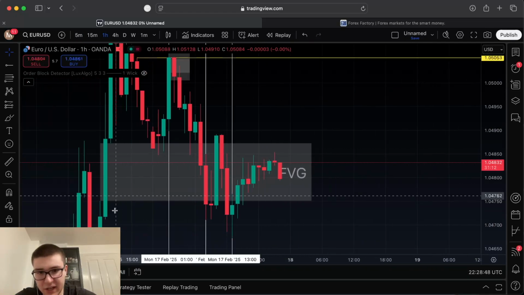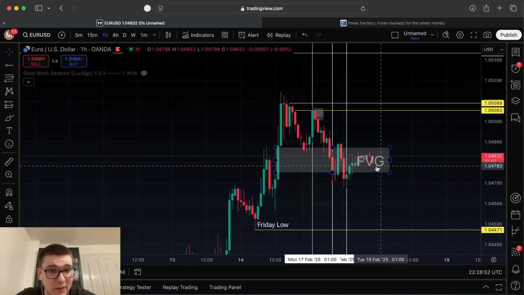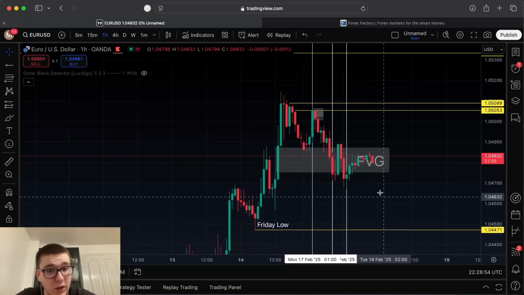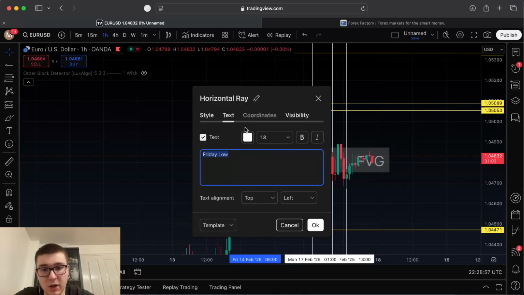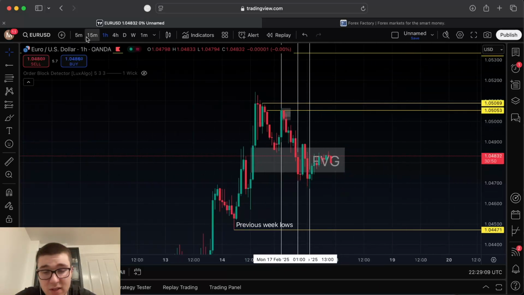We're currently trading in it right now. We have filled it. I do expect this to drop further, maybe take out the Friday lows, we can call them previous week lows. Perfect, previous lows, and that could get taken out. This is starting to get bearish in the 1 hour.